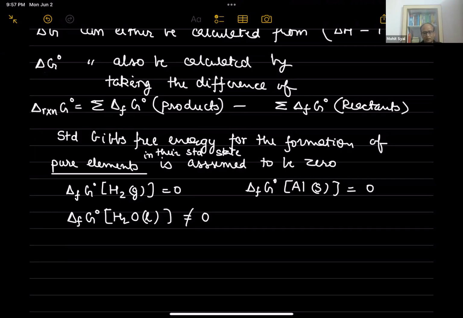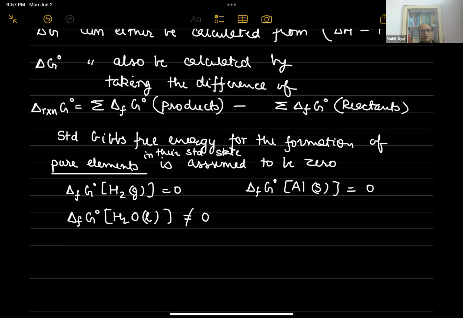Clear? So you will be provided with reactants and products. You will be provided with the Gibbs free energy of formation for the reactants and for the products. You can take the difference, get the Gibbs free energy change for the reaction, and predict whether a reaction is possible or not. So I hope this is clear to all.